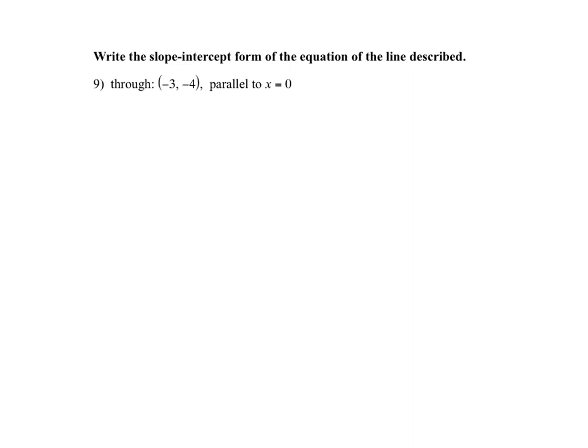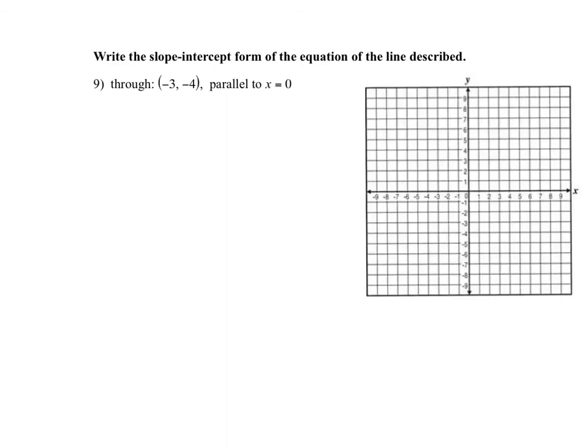Right, the slope-intercept form of the equation of the line described is telling you that it's passing through (-3, -4), and it's parallel to x equals 0. So x equals 0 is a vertical line. In this case, it's the same as the y-axis. The slope of any vertical line is not defined.